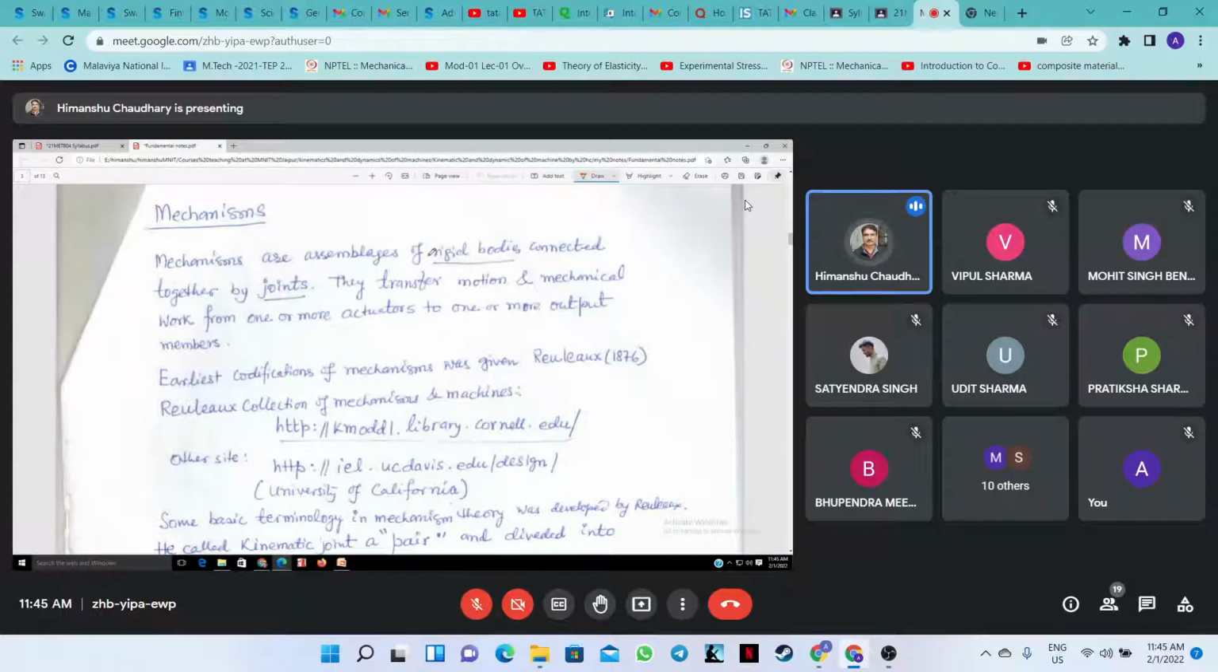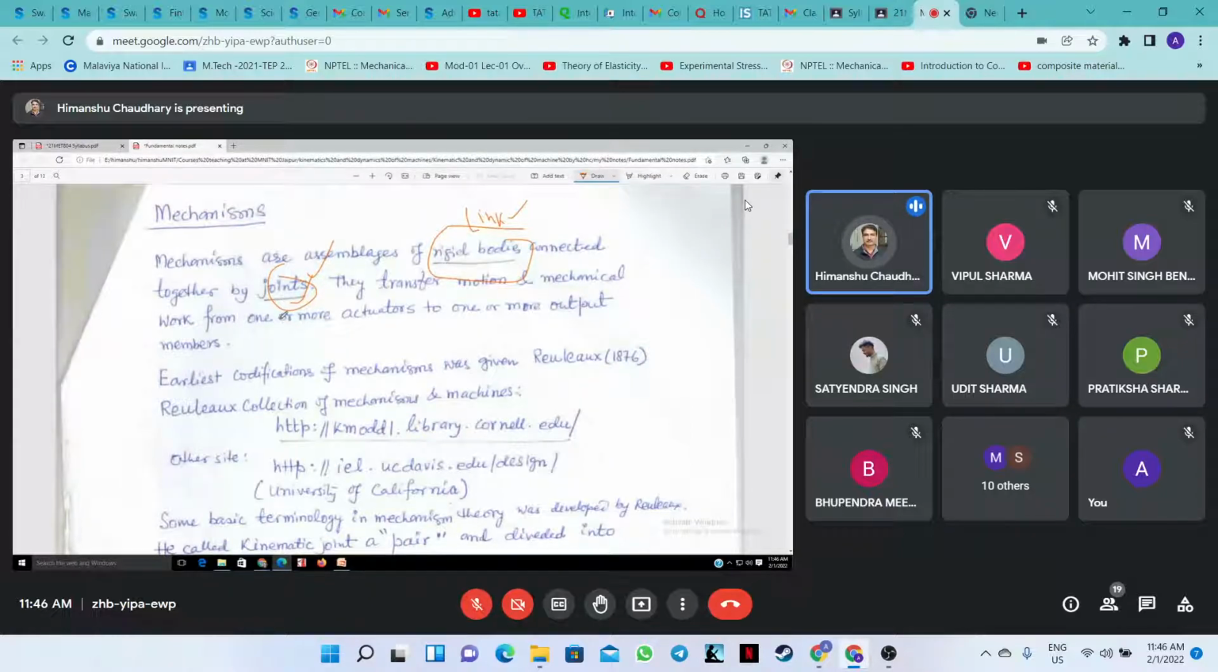Mechanisms are assemblages of rigid bodies connected by joints. That is a very simple definition in one line. Rigid bodies are nothing but links, and these links are connected by joints. So in this one-line definition there are two things: links and joints. In the second PPT we define what the links are, what the joints are, and how we define different types of links and different types of joints.